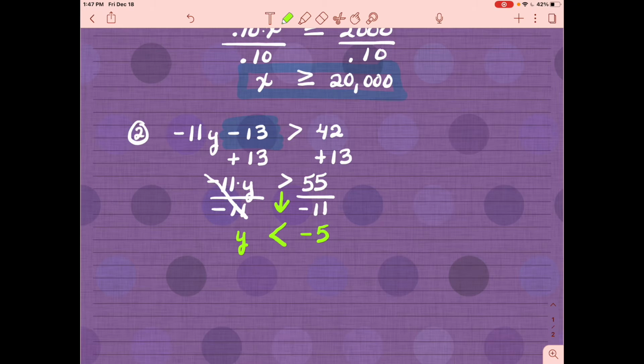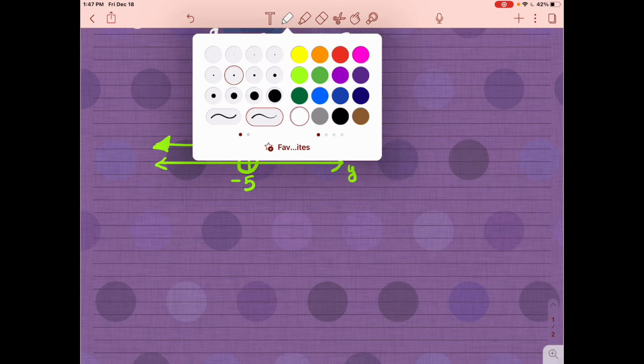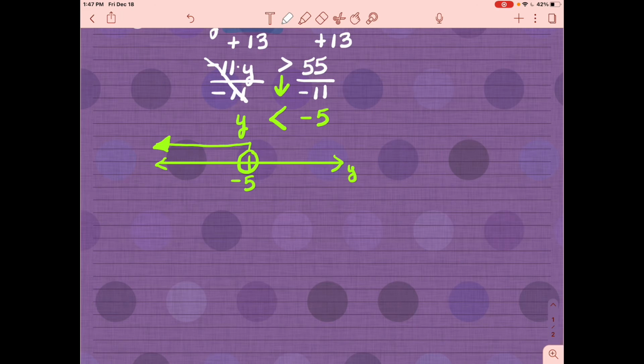I'm going to graph that on a number line. Put my negative 5. I need an open circle because I don't have or equal to, so it will never equal negative 5. My line can be named y, and y is going to be less than, so I'm going to show my arrow going less than. Okay.